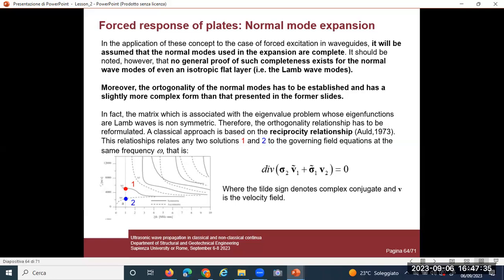This is a mess, I tell you, it's not easy. But anyway, 1 and 2 are these ones. Same frequency, different wave numbers. There are two different solutions, two different wave modes. And they are not, unfortunately, orthogonal in the classical way. They are orthogonal in this other way. In fact, they are not called orthogonal, they are called reciprocal.